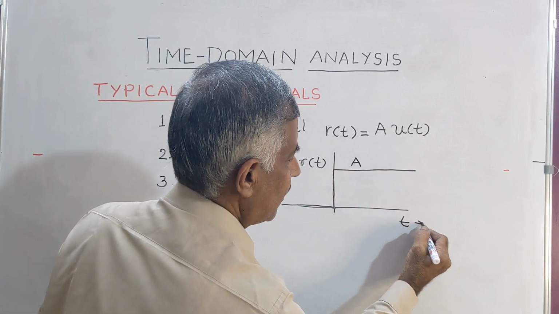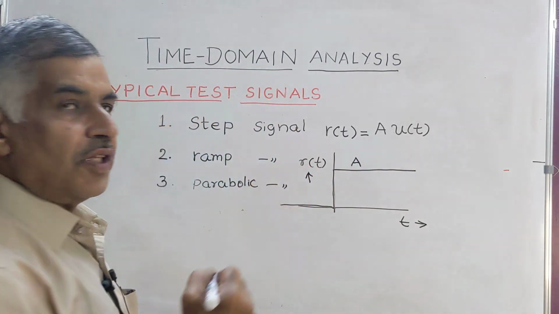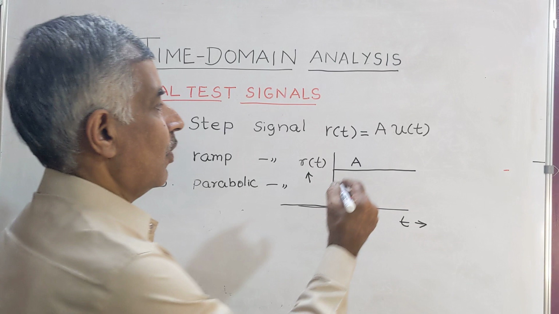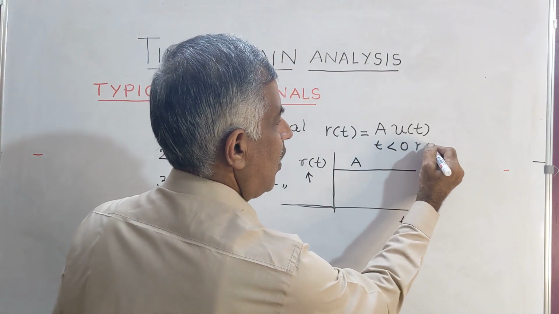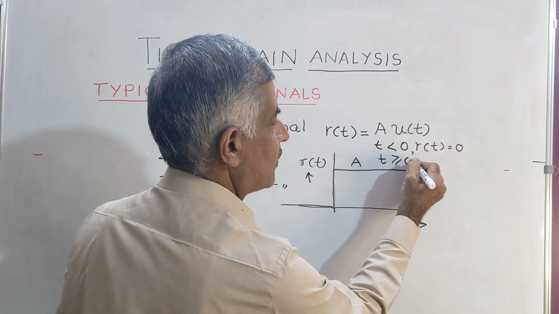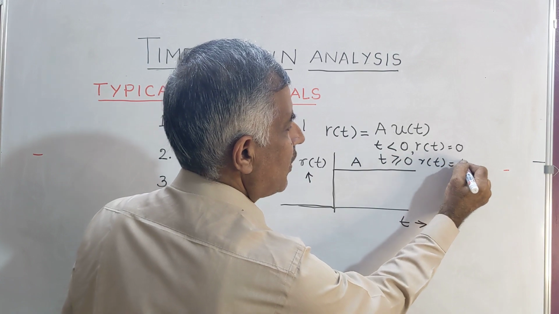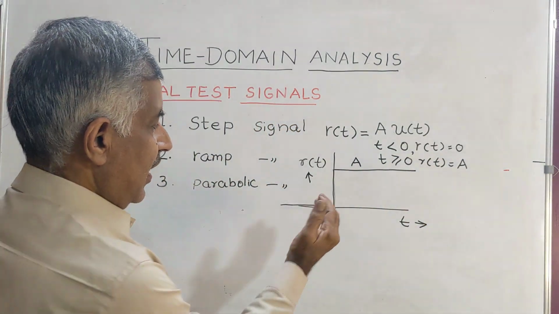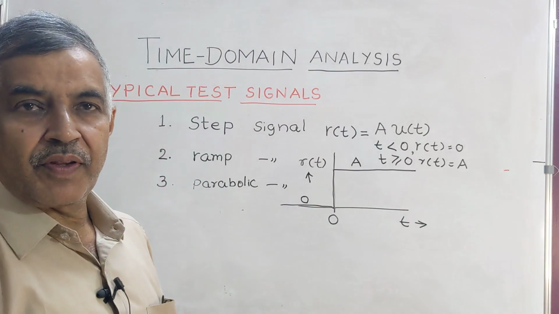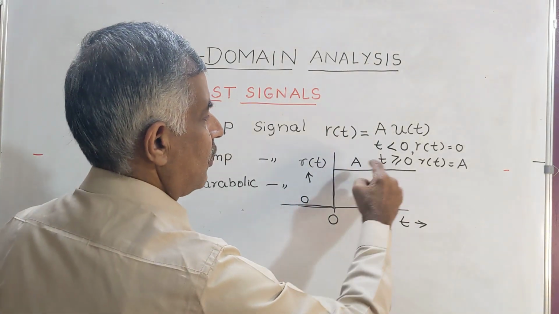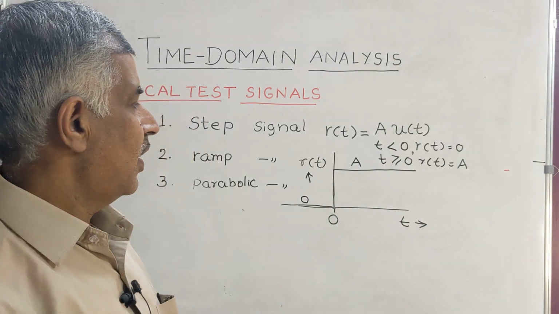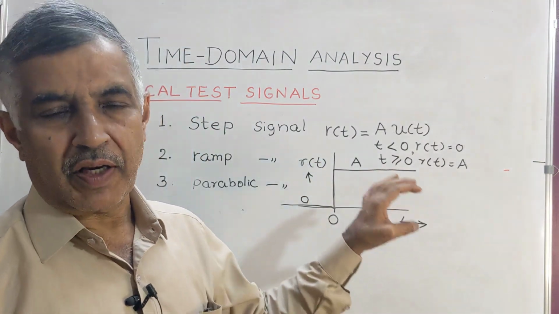This is t, r(t). This is what is called as step signal. For t less than 0, r(t) equals 0. And for t greater than or equal to 0, r(t) equals A. For t less than 0, this is origin, the functional value is 0. Whereas for t greater than or equal to 0, its value is A. So this is what is called as step signal, and the value remains constant at A forever.